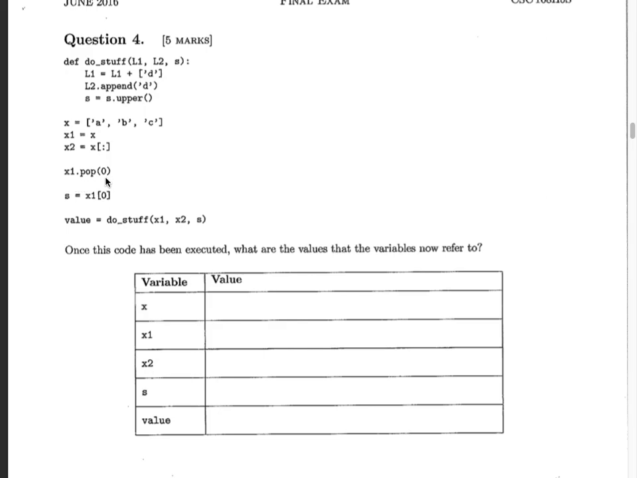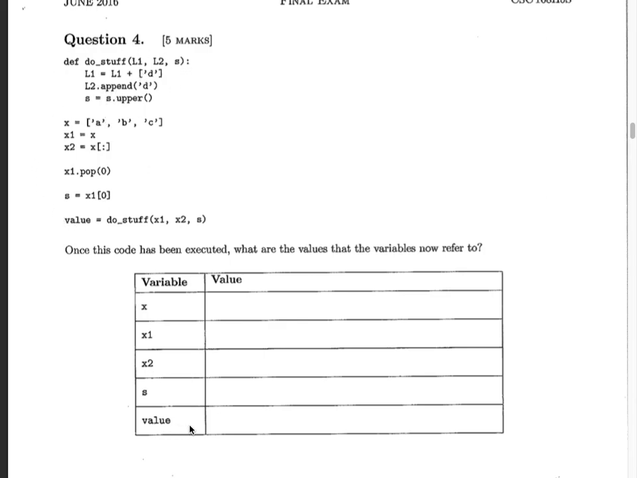We learned the other week that we can pop any position, right? So it's going to pop the front of the list. And then S is equal to X1 at 0. Right. Value do stuff. Okay, so if we send all of this into here, what happens?